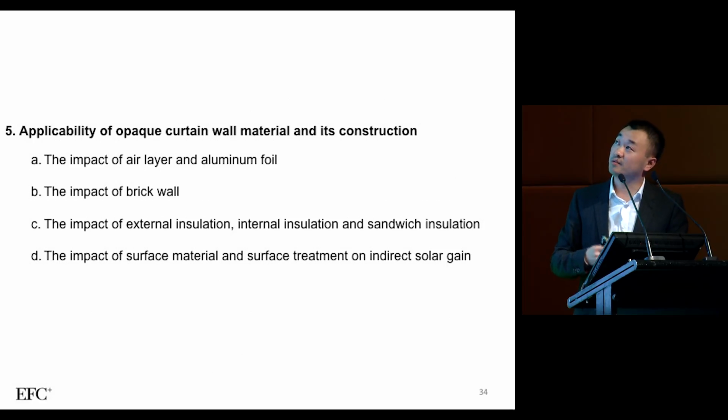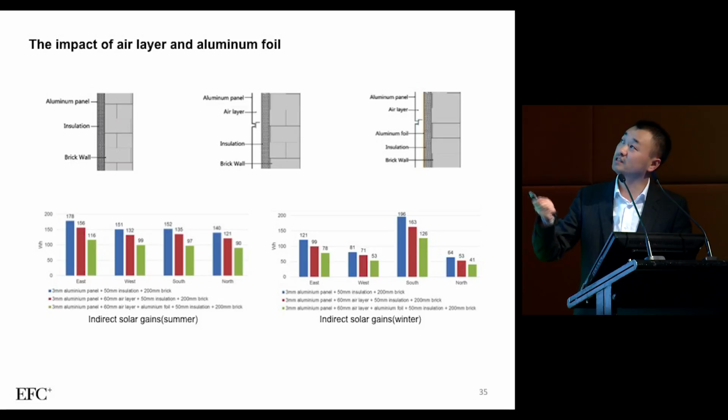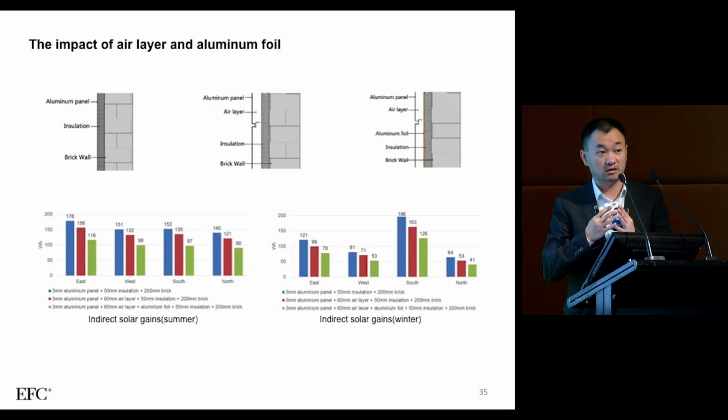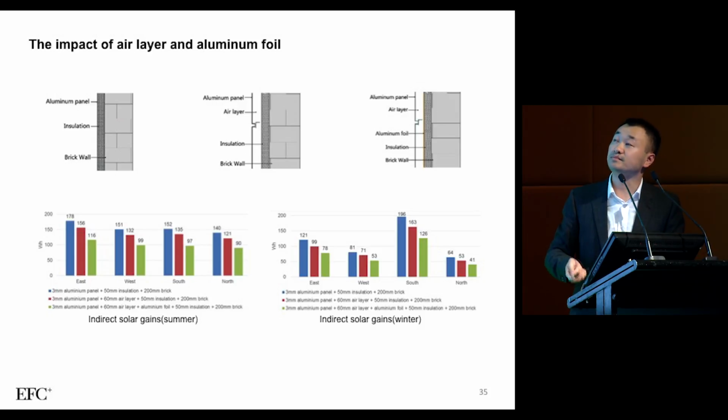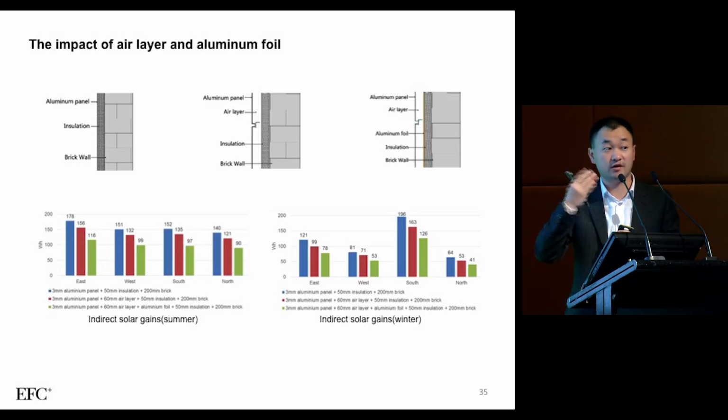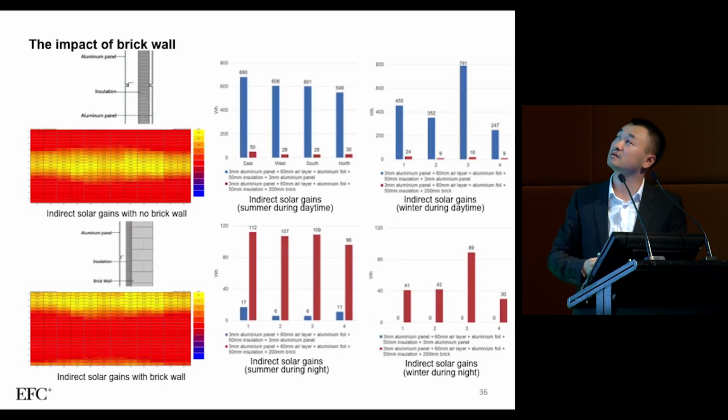And the applicability for opaque curtain wall material construction is mainly about the U value. So we can see three different kinds of constructions. One is cladding with insulation but without the air layer. This is with the air layer. This is the double foil. So we will have different results for different details, even though it looks the same for the building.